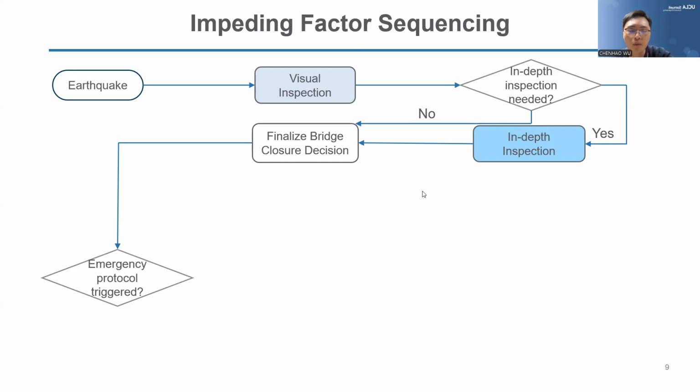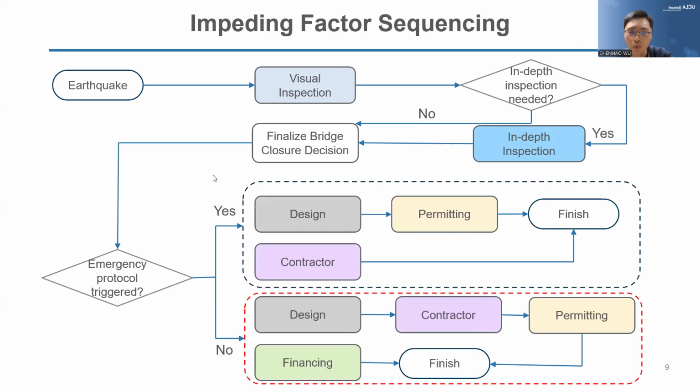And if no, they will directly finalize the bridge closure. And then they will decide if it is necessary to trigger an emergency protocol. By emergency protocol, I mean, is it necessary to use emergency funding, and is it necessary to accelerate many of the processes so it can fasten the repair of the bridge? If yes, the financing procedure will be waived because they will use the emergency funding to repair the bridge. And also the contract acquisition and design can happen in parallel. And if no, they will return back to the normal condition. That means you will have a long time waiting for the financing to be approved, and also contractor and design will happen in series.